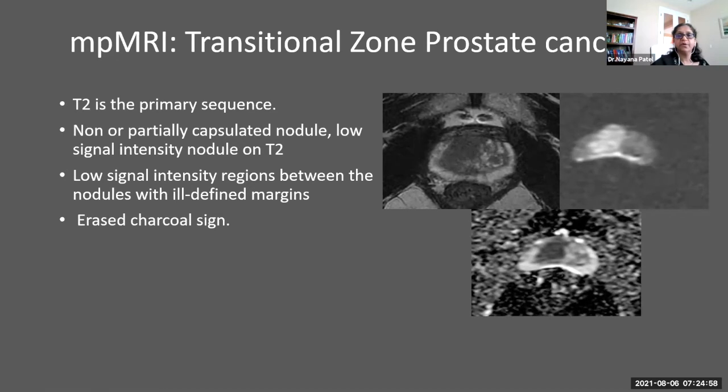The T2 weighted image is the primary sequence for transitional zone prostate cancer detection. Transitional zone lesions sometimes can be difficult to differentiate from BPH nodules. The cancers in the transitional zone are non-encapsulated or partially encapsulated nodules, what we call atypical nodules. They have low signal intensity and ill-defined margins, what we call the erased charcoal sign that you can see here.